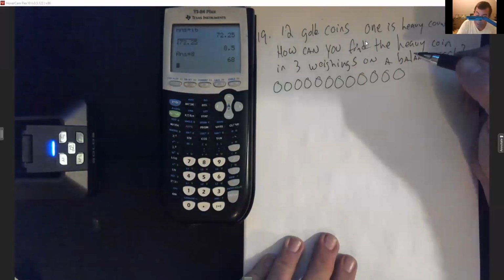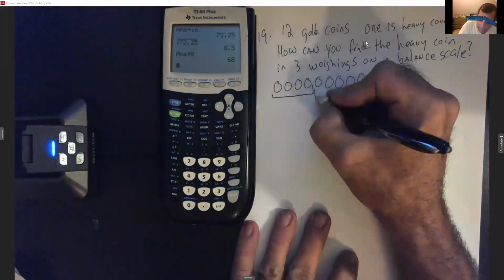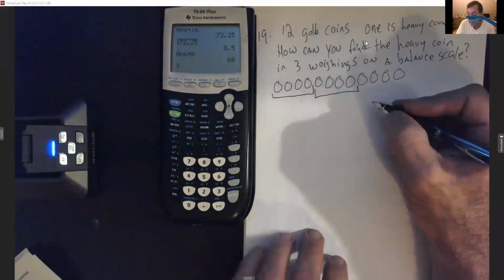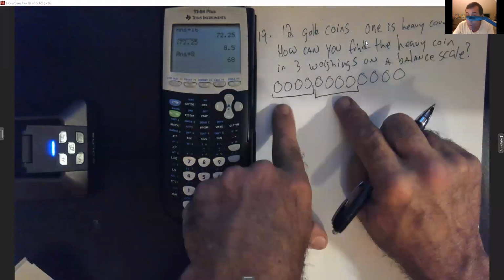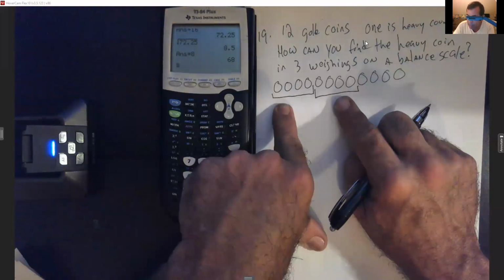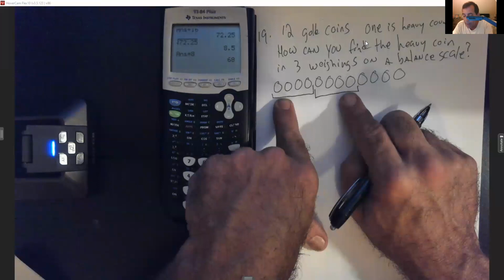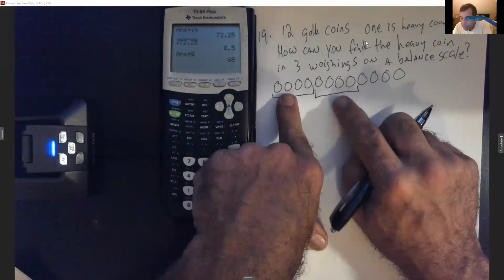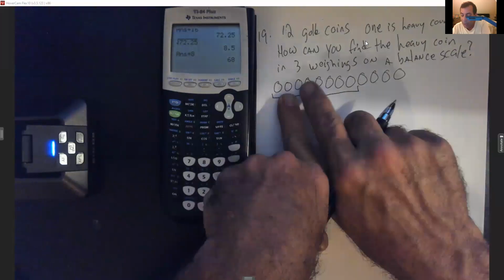So y'all, on my first weighing I'm going to do those 4 and those 4. I'm going to do 4 on one side and 4 on the other side of the scale. Because guess what? If they weigh the same, then I know there's not a heavy coin in those, right? And if one of these is heavier than the other, then I will keep the heavier set of coins and throw all the others into my good coin pile, because they're all eliminated since I found a pile that weighed more than another pile.